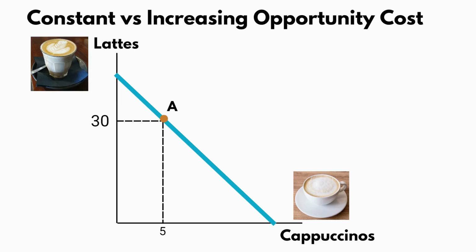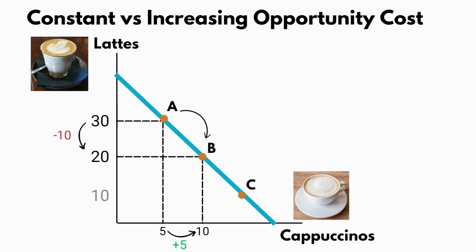The last thing to note is that up until now, we've been drawing our PPC kind of curved. However, we could very well draw a straight line PPC too, so what's the difference? Well, in the case of a straight line PPC, the opportunity cost is constant. If we have the option to produce either lattes or cappuccinos, two very similar goods which use the same resources, we can see that every time we want to produce more cappuccinos, we end up giving up the same ratio of lattes. As we go from A to B and B to C, we produce 5 more cappuccinos every single time, but give up 10 lattes each time.